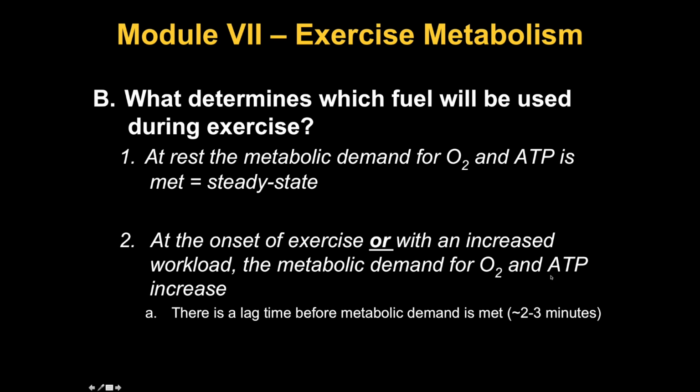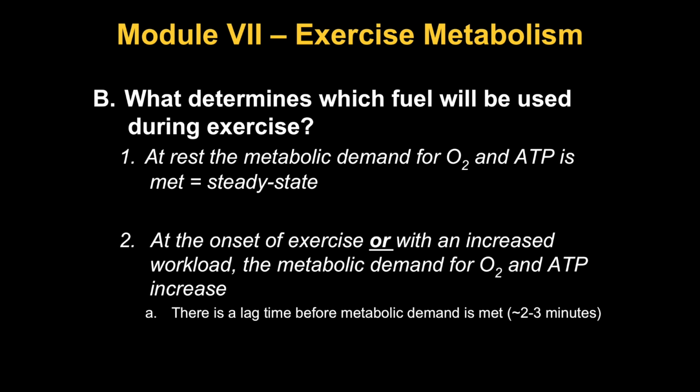So, what is going to determine which fuel substrate we're going to be utilizing during exercise? The first point that we need to understand is the fact that there is a metabolic demand for oxygen as well as ATP. And when that metabolic demand for O2 and ATP is matched with an equal supply, then we are at what we refer to as steady state. So at rest, if we're just sitting in a chair, it's quite easy to generate ATP. It's quite easy to deliver oxygen to muscle tissues, and therefore we're going to be at steady state.